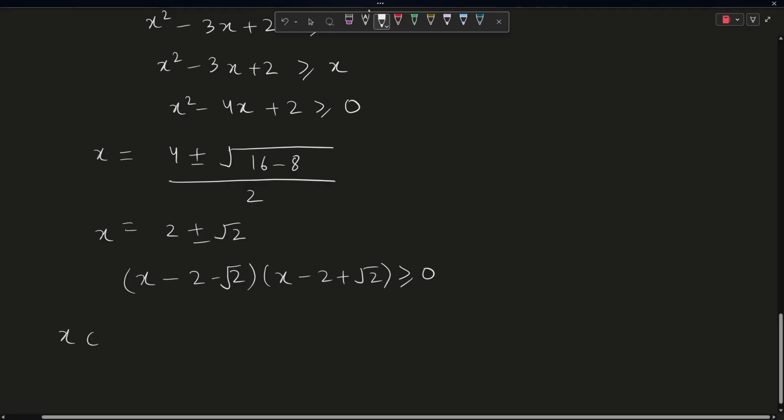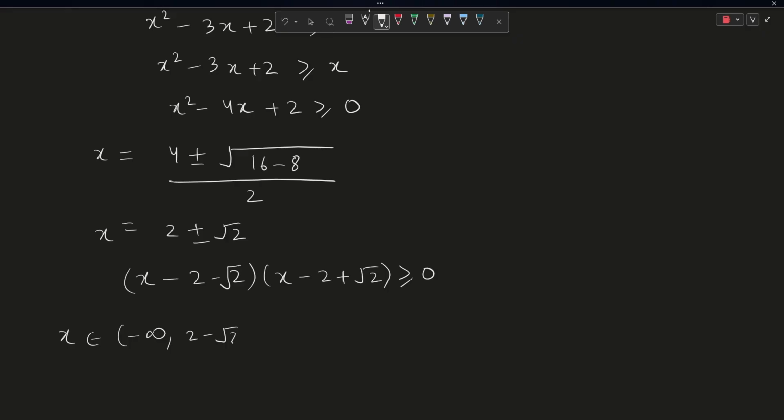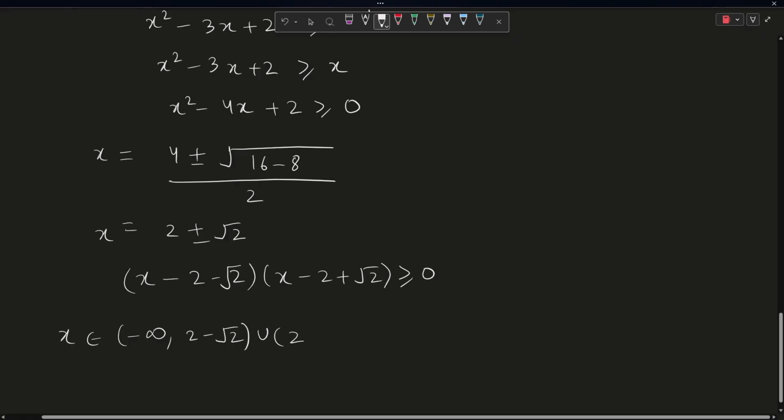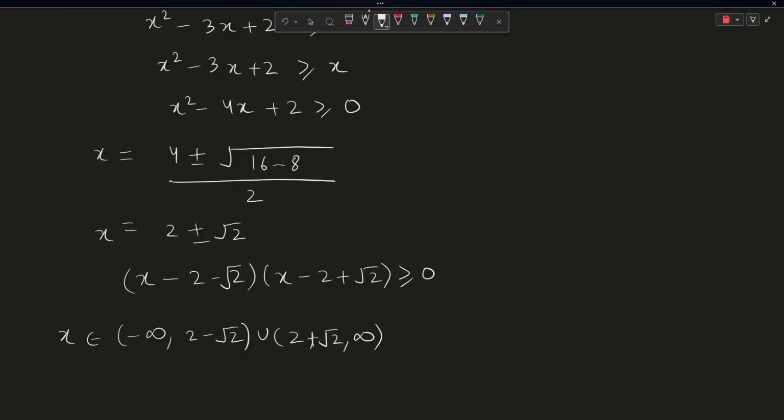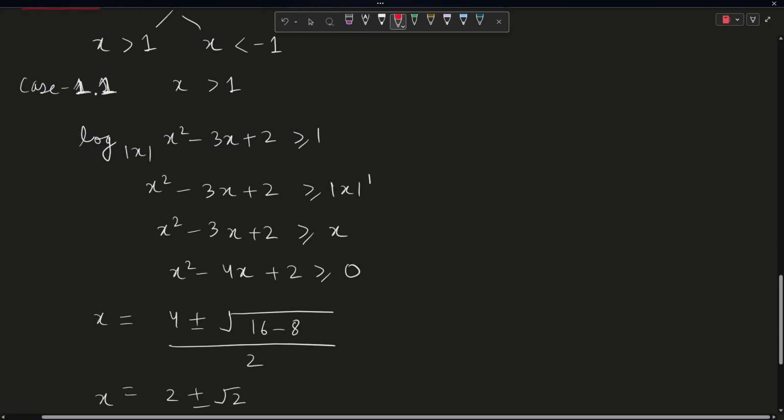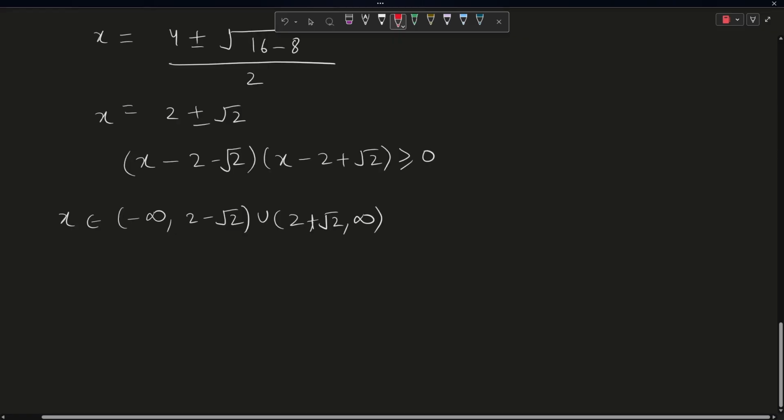So the possible solution will be x belongs to the interval minus infinity to 2 minus root 2 union 2 plus root 2 to infinity. Right? Now this is the case for the condition that we have taken. The condition that we have taken here is x is greater than 1. So while the condition we have taken, we have to also take the intersection with the condition.